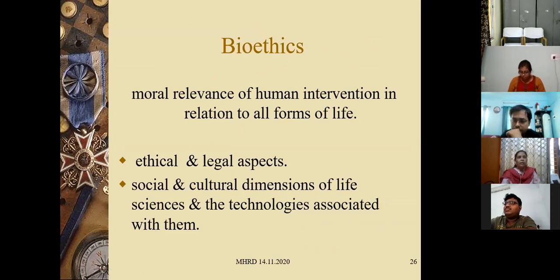Okay. So there is something called bioethics. That is the moral relevance of human intervention in relation to all forms of life. So ethics has to be followed in research also, and the same gains more importance in respect of biological sciences.